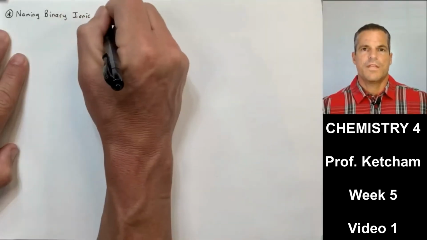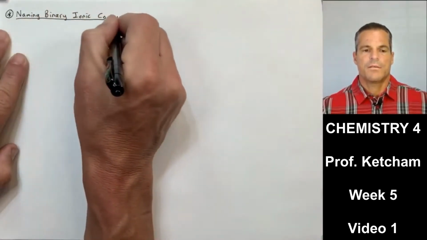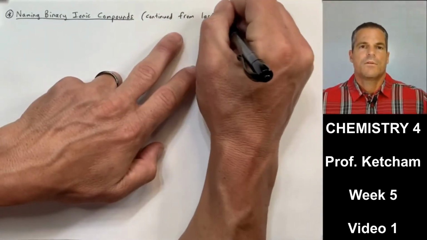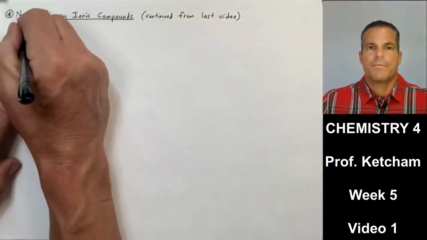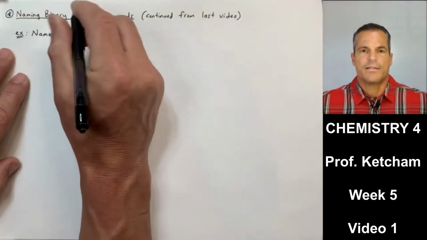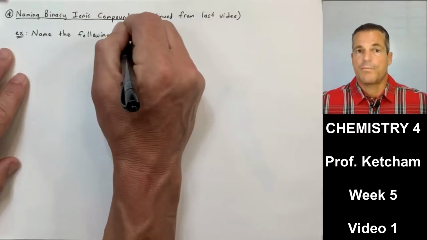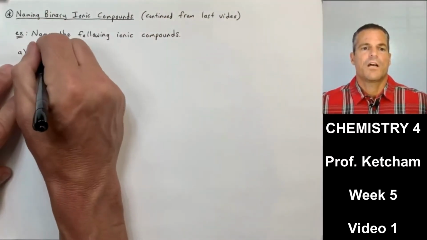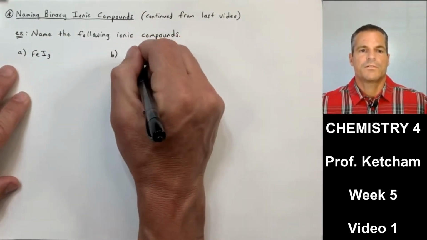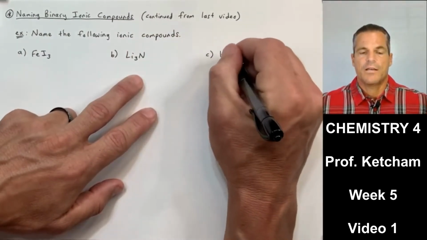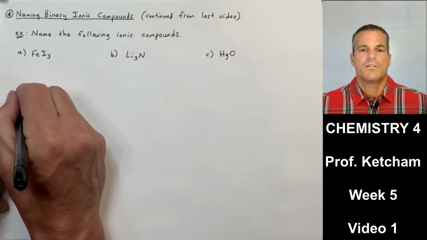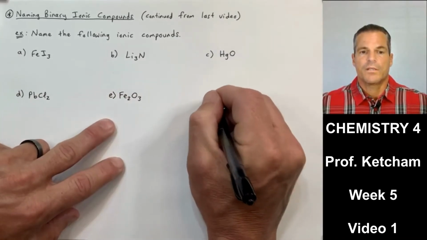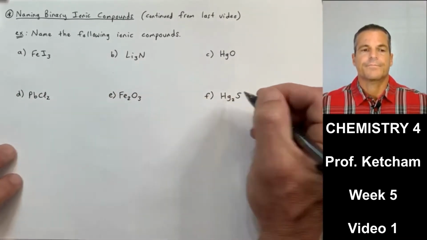Today we're working on naming ionic compounds and naming covalent compounds. Last time we left off, we learned a little bit about ions, cations, and anions, and now we're talking about putting them together and naming ionic compounds. So the first topic for today, here on page 1 of our notes, is naming binary ionic compounds. This is continued from the last video. Here's an example. Name the following ionic compounds.